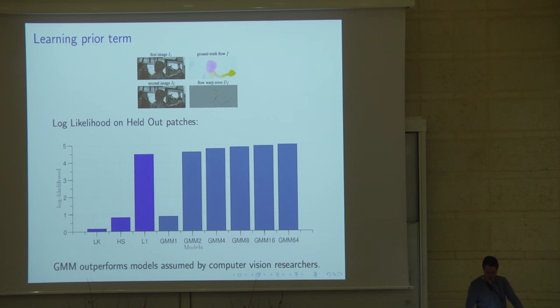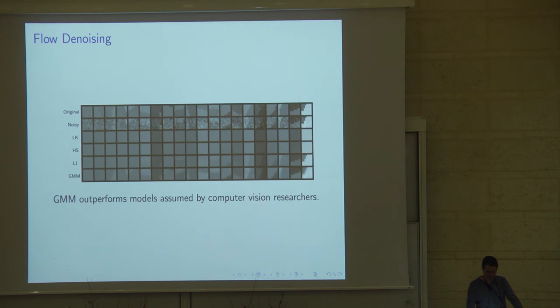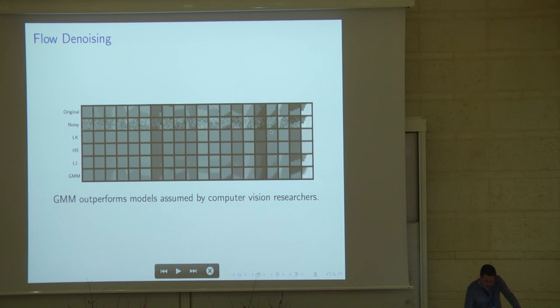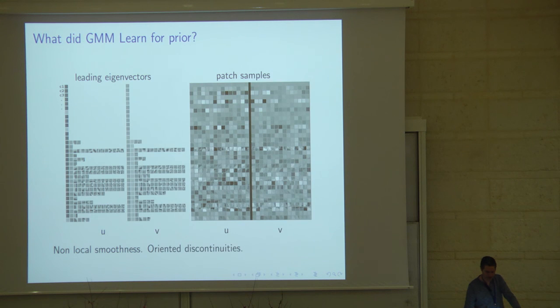And the Gaussian mixture model, as you add more and more components, it does better and better, and it outperforms the current methods. And one way you could use this is if you have very noisy versions of optical flow. So here are the originals on the top. These are the noisy versions. These are all sorts of standard priors used by computer vision researchers, and this is the learned model, and it does a much better job of reconstructing what was there behind the noise.